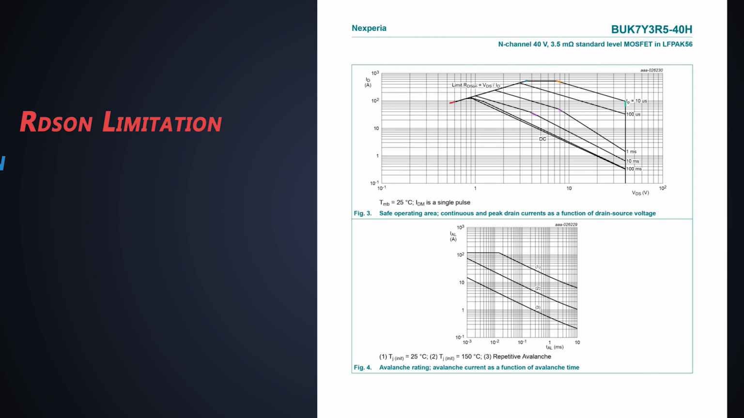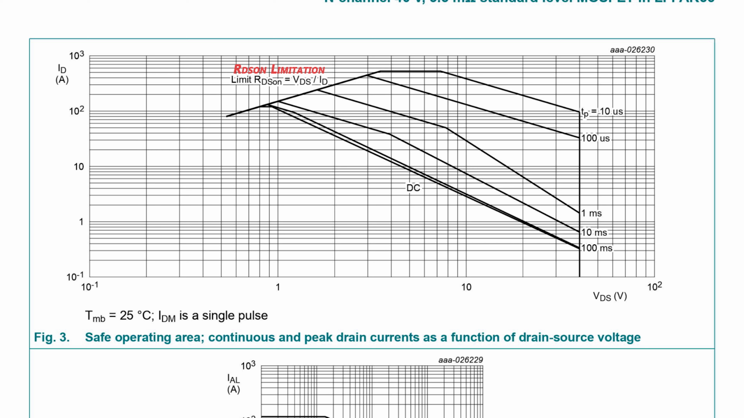The first boundary is defined by the Rdson of the MOSFET, which is called the Rdson limitation. This is the positive slope which is linear and it represents the basic Ohm's law, R is equal to V by I, which tells us how much maximum current can flow through the MOSFET where the Rdson of the MOSFET stays constant.